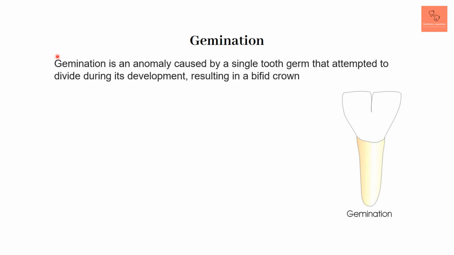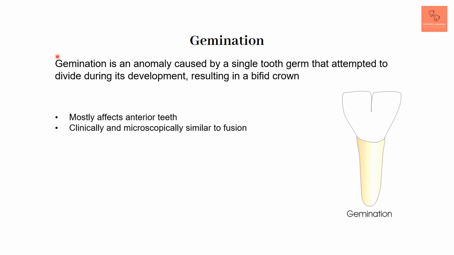Gemination is when the tooth germ attempts to divide during its development. This will result in either a partly or completely divided crown. Most cases of gemination occur in the anterior teeth. This condition is clinically and microscopically similar to fusion. However, we can differentiate between fusion and gemination by counting the number of teeth. In case of gemination, the total number of tooth count will be normal.